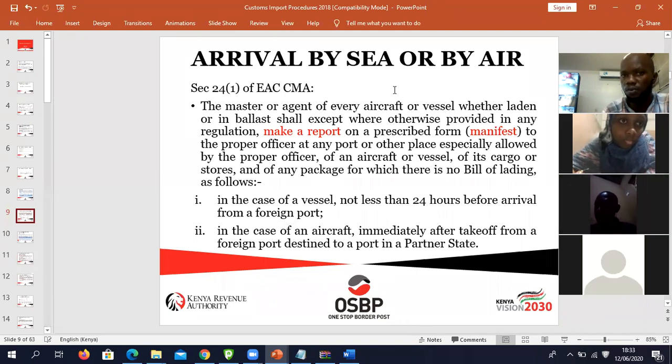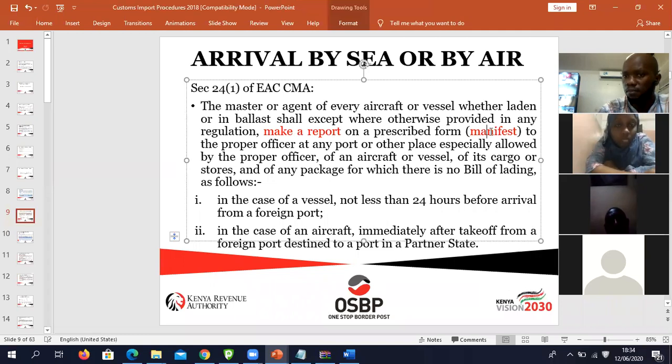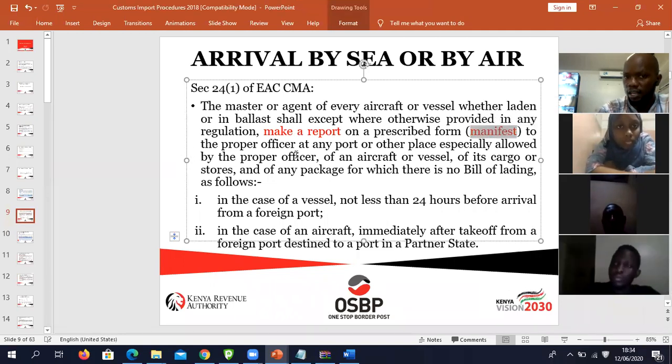of East African Community Customs Management Act, which states, the master or agent of every aircraft or vessel, whether laden or in ballast, shall, except where otherwise provided in any regulation, make a report on a prescribed form, the report being manifest, to the proper officer at any port or other place especially allowed by the proper officer of an aircraft or vessel of its cargo or stores, and of any package for which there is no bill of lading as follows.